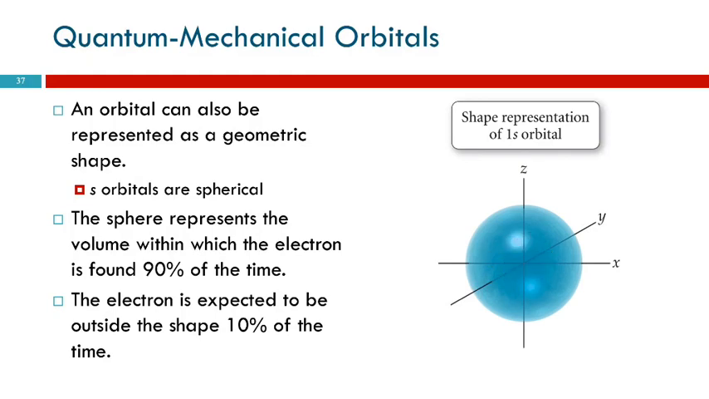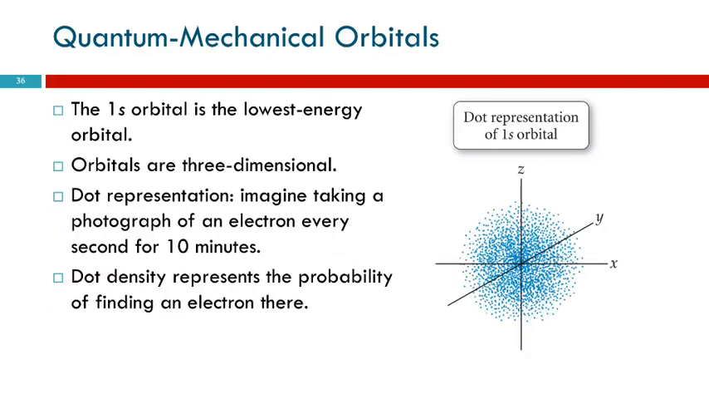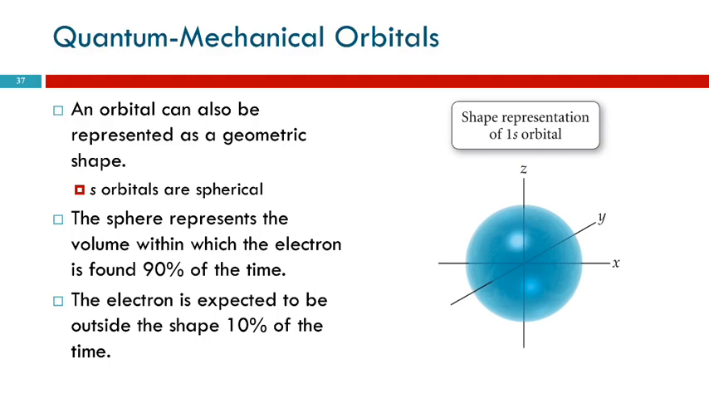The sphere is not like a plastic container that contains the electron bouncing around inside of it. That's not what it is. It's just a representation of this dot picture. We see that it's spherical, and a sphere is easier to draw. So that is a volume within which the electron is found 90% of the time. And we do expect the electron to be outside of that 10% of the time.